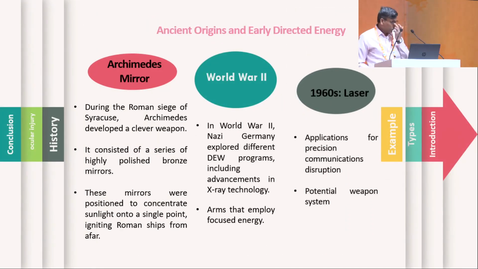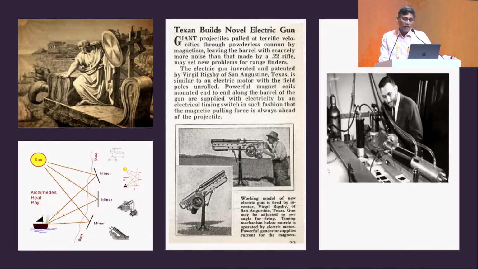The origins of this, if you go to the Roman siege of Syracuse, when Archimedes used a series of mirrors to focus the light on ships, which used to cause fire to them and break off attacks, to World War II, where different DEW programs were used, mainly using X-rays and focused energies. Lasers were used for precision communications disruption. And there was Mr. Grindell Matthews who came up with the electric gun, which had electromagnetic waves to channel the forces.